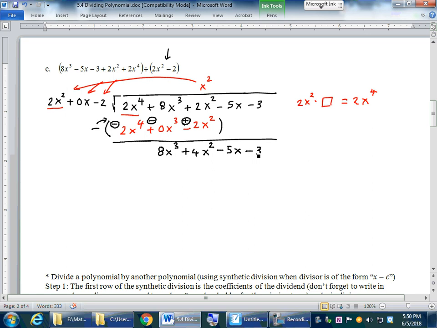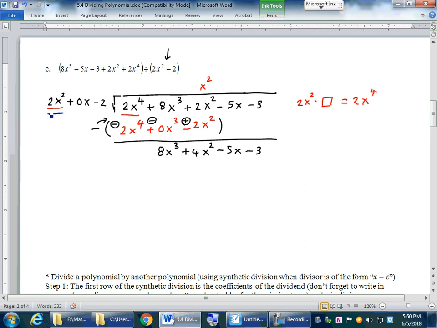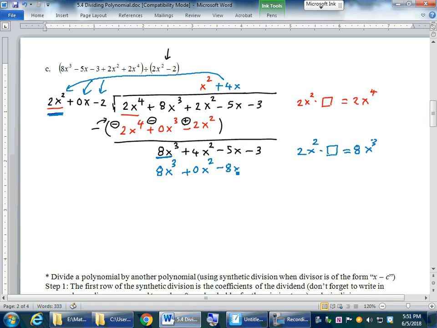And then we go over the same process again. So this time, the first term with this first term. So I ask myself, 2x to the second power times what gives me exactly 8x to the third? So that will be positive 4x. And then we distribute this 4x to every single term. So this will give me 8x to the third plus 0x to the second, because 4 times 0x is 0. And then the last will be minus 8x.